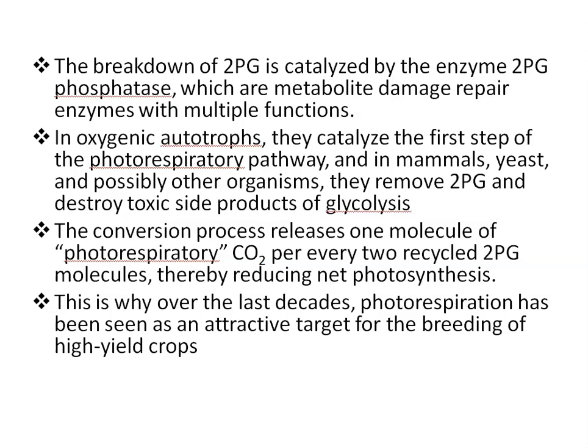In oxygenic autotrophs, they catalyze the first step of the photorespiratory pathway, and in mammals, yeast, and possibly other organisms, they remove 2-PG and destroy toxic side products of glycolysis. The conversion process releases one molecule of photorespiratory carbon dioxide per every 2 recycled 2-PG molecules, right? Thereby reducing net photosynthesis. This is why over the last decades, photorespiration has been seen as an attractive target for the breeding of high-yield crops.